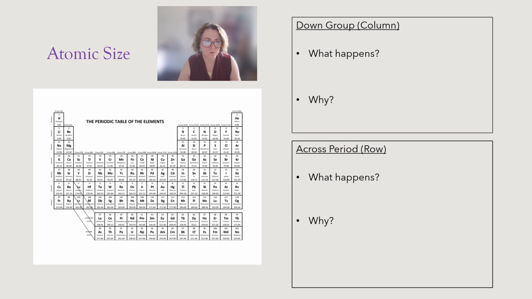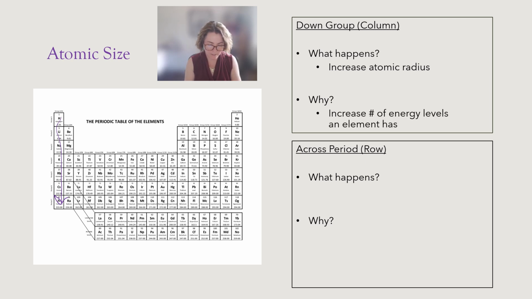All right, so the first trend we're going to talk about is atomic size, and I want you to think about the size of a ball, like a tennis ball versus a beach ball. The first way we're going to look at this is going down a group, or down a column. I want to talk about what happens to the size. Well, the atomic radius is going to increase. So as you move down a column, that atom is going to get larger and larger and larger.